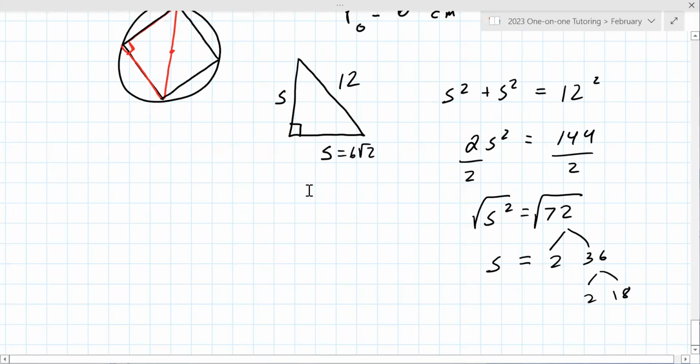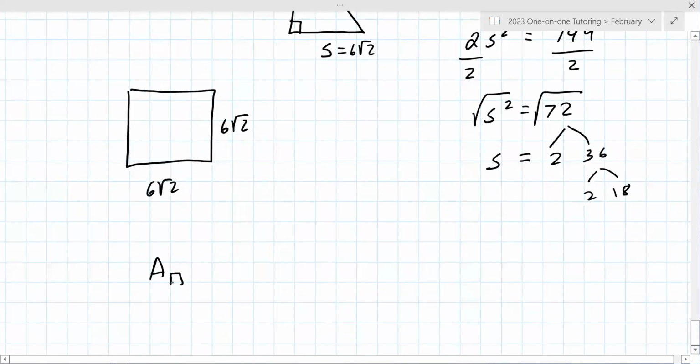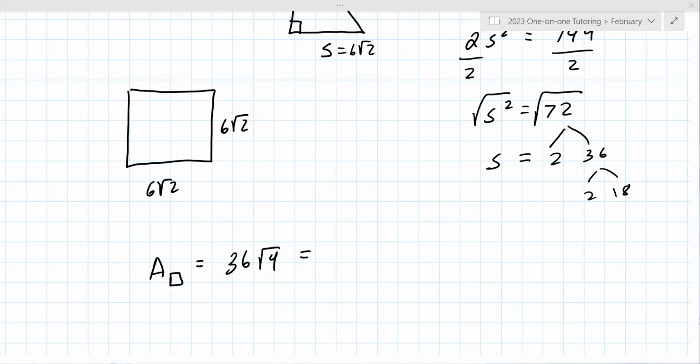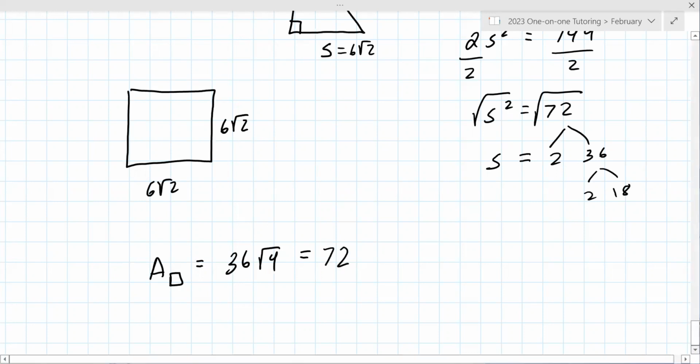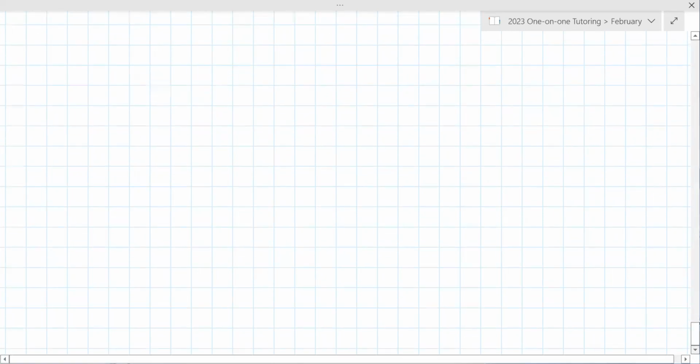So it's good to redraw them without all the other things. This is 6 square root 2, 6 square root 2. Now, can you tell me the area of the square now? 36 square root 4. Okay, that's true, but that's not reduced. Oh wait, no, then I can reduce that 4 into a 2, and I would turn that into a 72. Yes, very good.